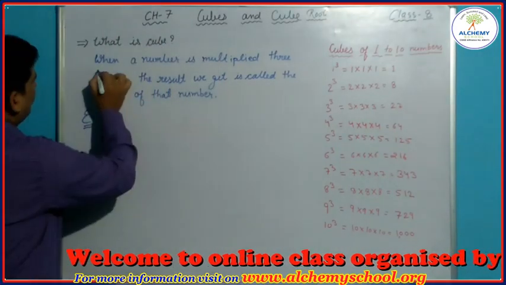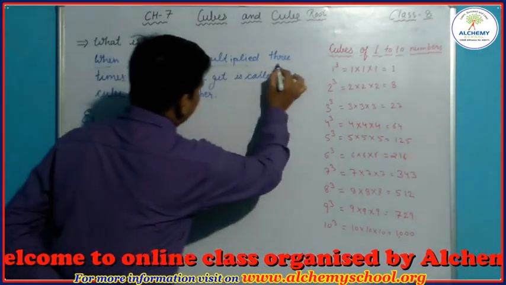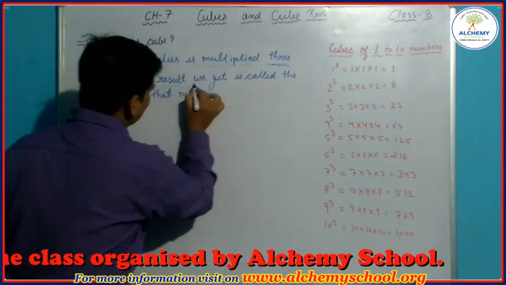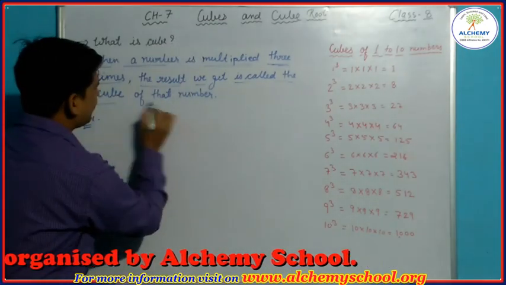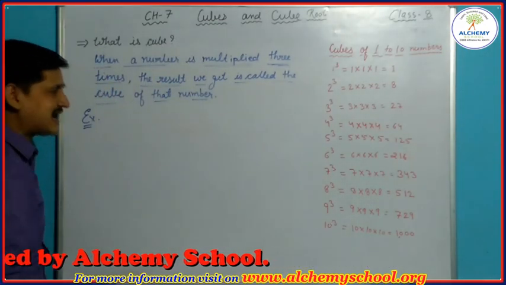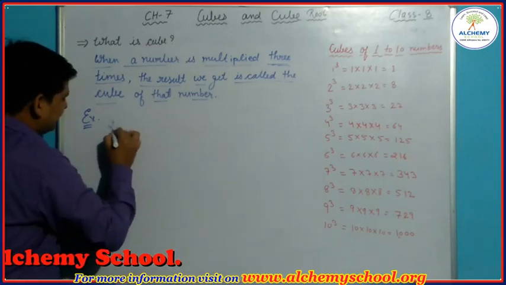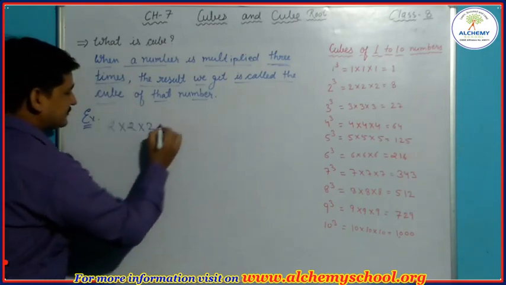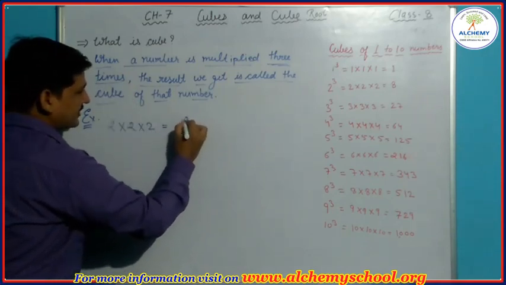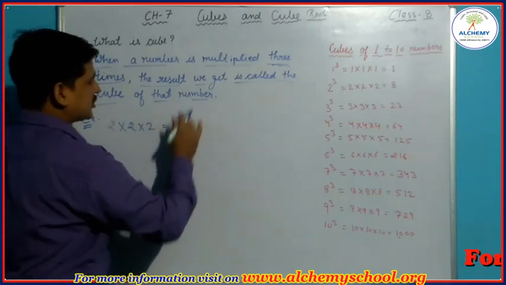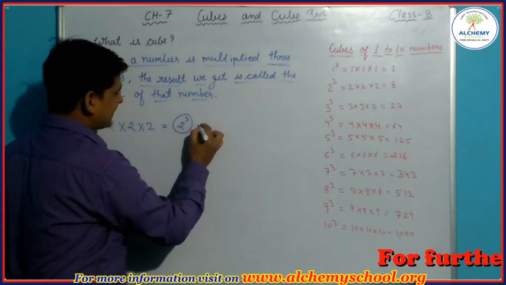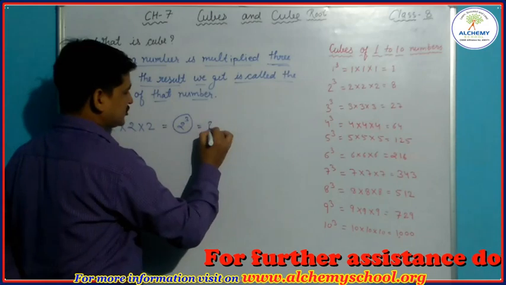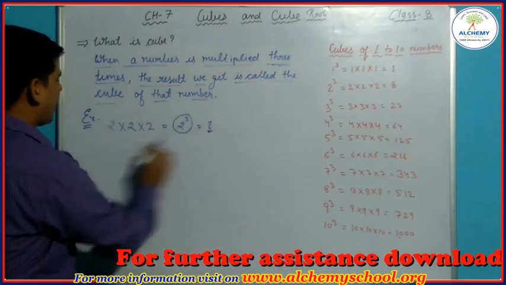So students, when a number is multiplied 3 times, the result we get is called the cube of that number. We will try to understand it by taking an example. Suppose we are multiplying 2 into 2 into 2. Here this 2 is multiplied 3 times, so we can write it as 2 power 3, and this 2 power 3 is also called 2 cube. The value of this 2 power 3 will be: 2 2s are 4, 4 2s are 8. So this 8 will be called the cube of 2.